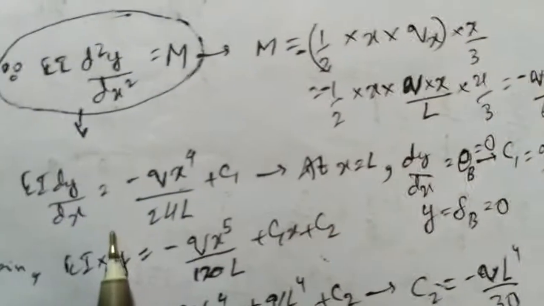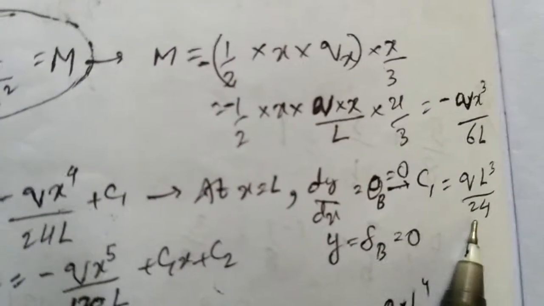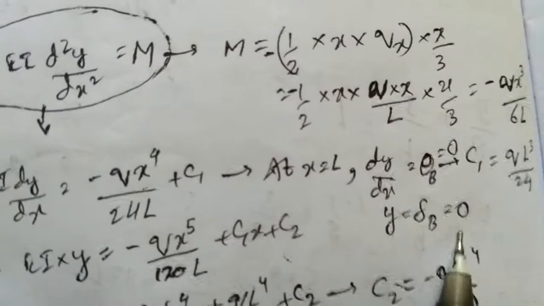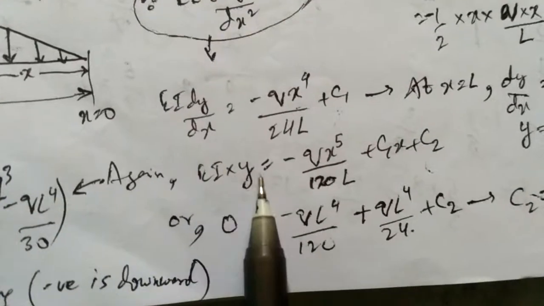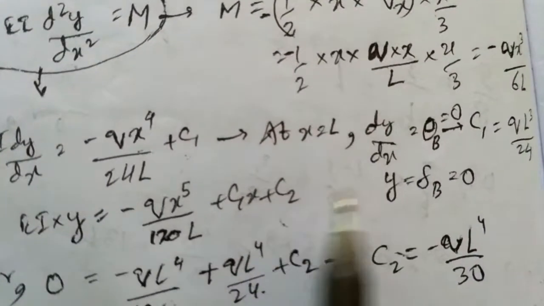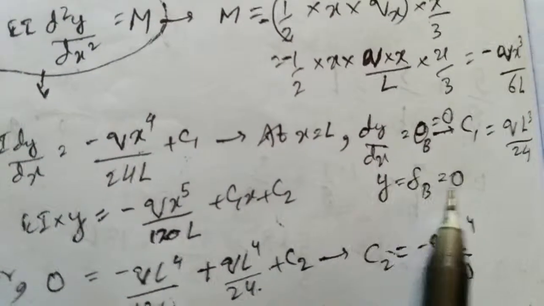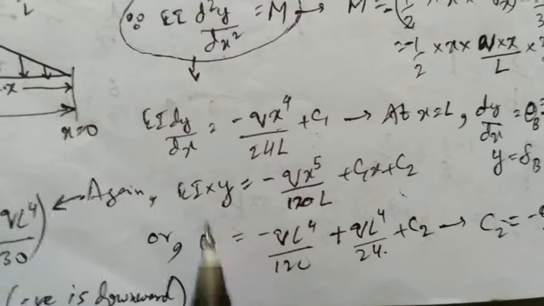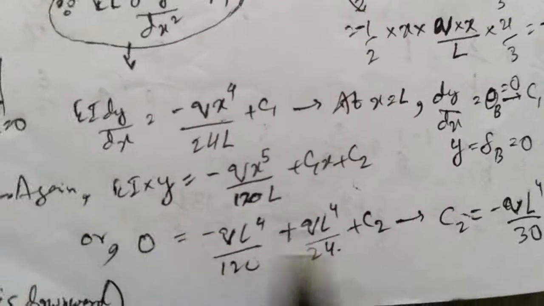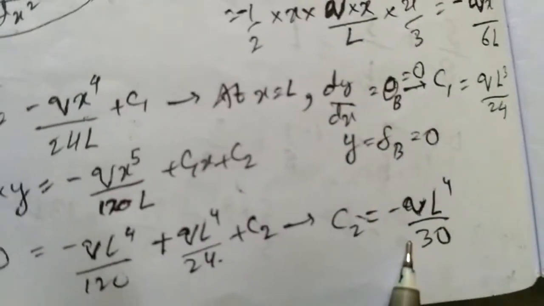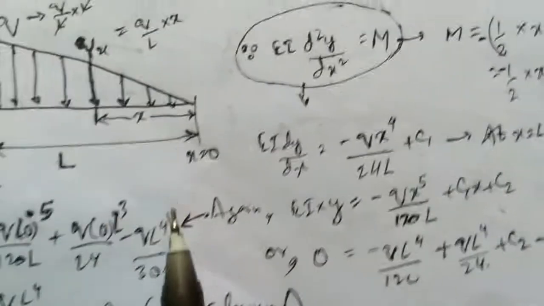So when we put dy by dx as 0, we will get C1 as qL cube upon 24, and we also know that the deflection at B is equal to 0. So at this point also the deflection will be 0. When we integrate this, EIy will come, and we have got the value of C1. We need to find C2. When we put y equals 0 at B, it will be 0 here, and by putting C1 here, we will get C2 as this. It is minus because it's downward.